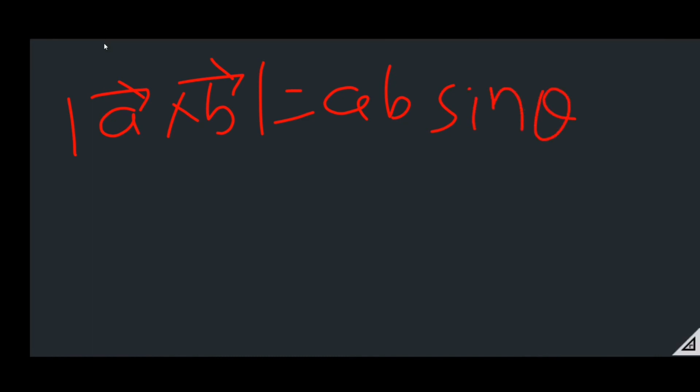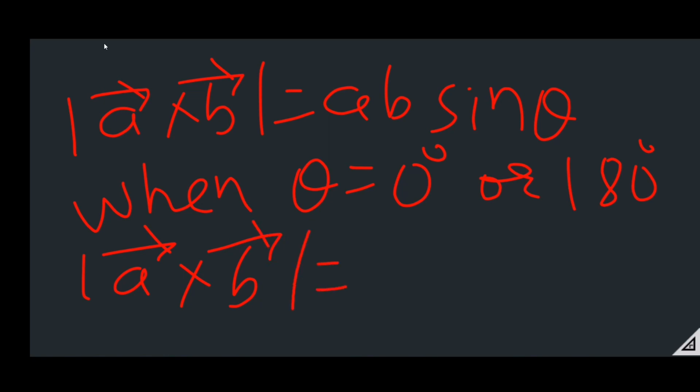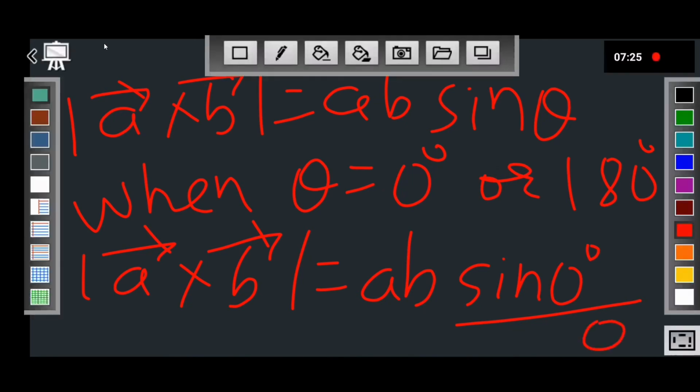Then when theta equals, suppose, 0 degree or 180 degree, the modulus of a vector cross b vector is given by ab sine theta, which is ab sine 0 degree or sine 180 degree, and the value of both sine 0 degree and sine 180 degree is 0. That is the reason it is obtained.